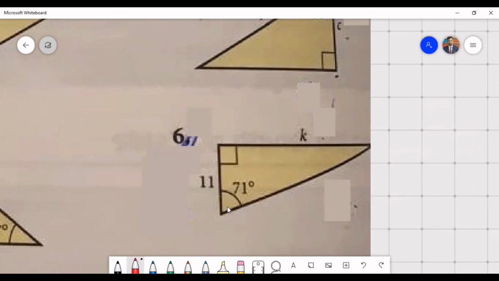So I'm writing here, this is adjacent, so I'm writing ADJ. And what is this? This is opposite.